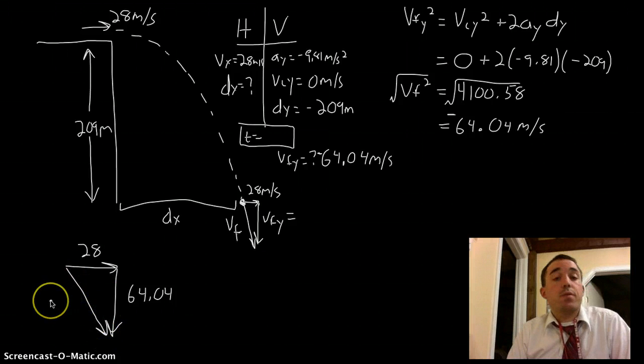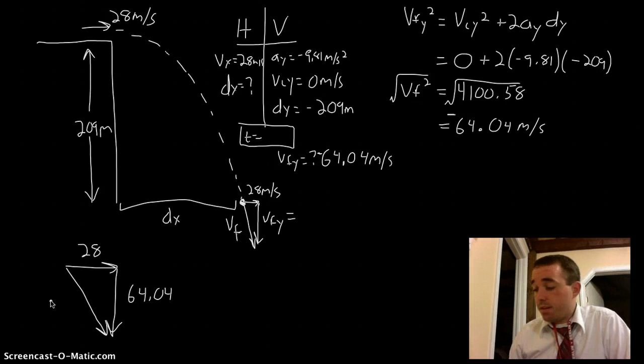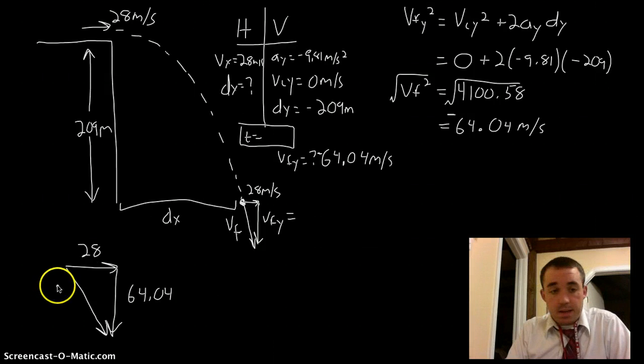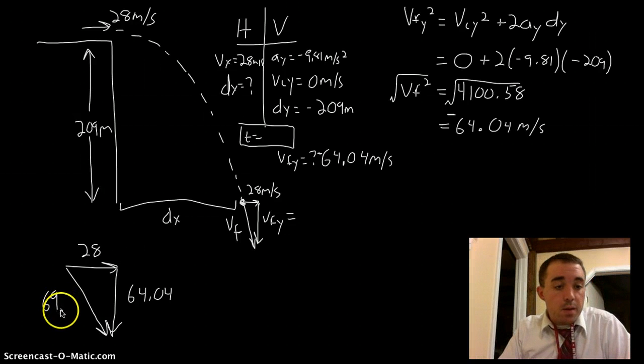I've got to find Vf, so all I have to do is use the Pythagorean theorem. 28 squared plus 64.04 squared, square root of that gives me the length of this side as 69.89 meters per second. So that's our final speed.